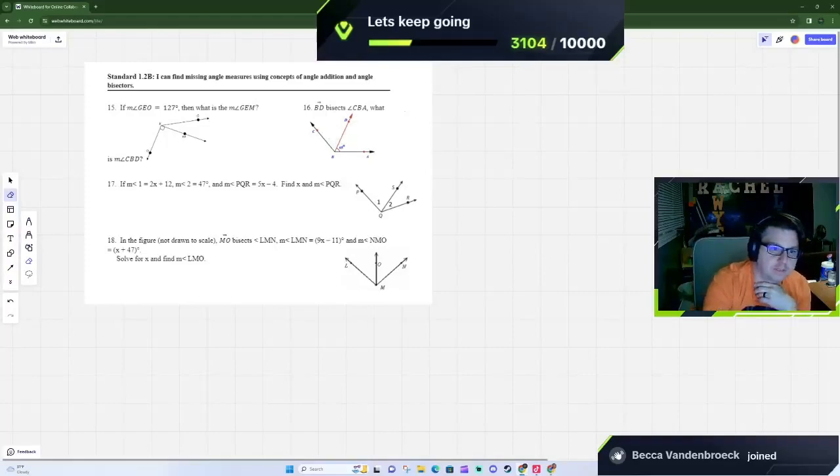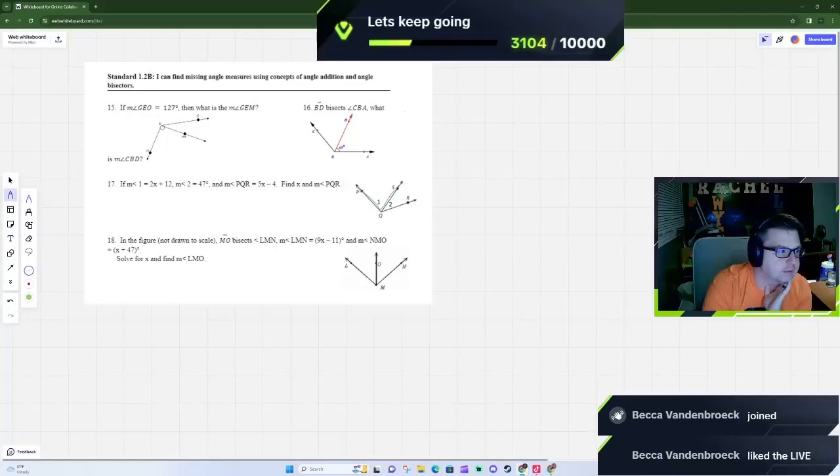We are going to use the angle addition postulate again. So we are going to say that the first angle right here, PQS.